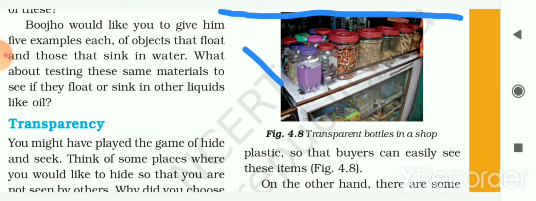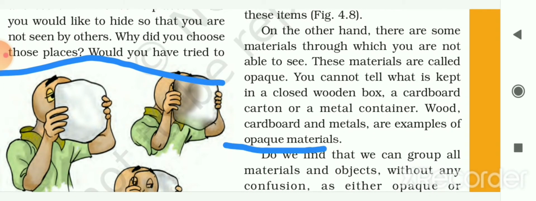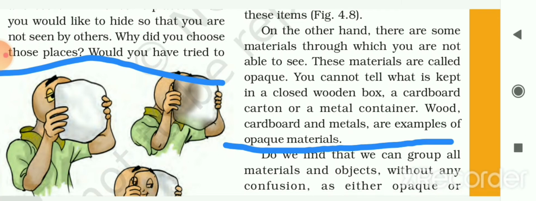On the other hand, there are some materials through which you are not able to see, and these materials are known as opaque materials. Here in the figure, this is an opaque material through which you cannot see. The materials through which you cannot see are known as opaque materials, and you cannot tell what is kept inside. An example of that is a closed wooden box. A wooden box is an opaque material, so you cannot tell what is kept inside that box.